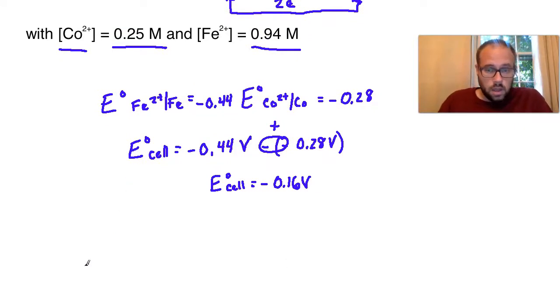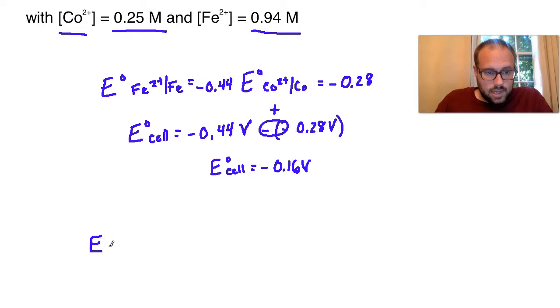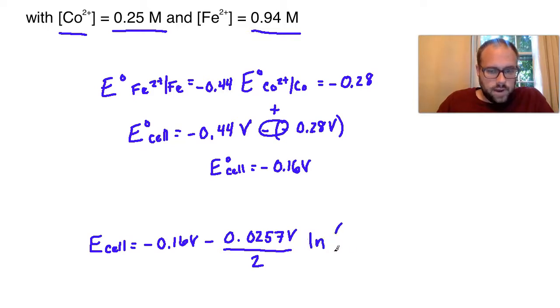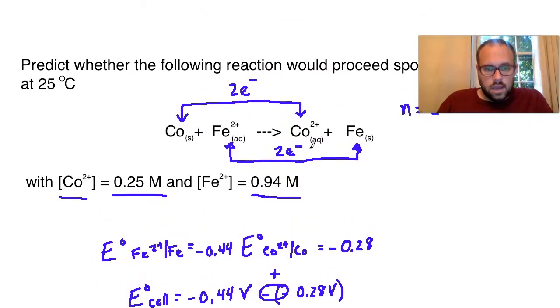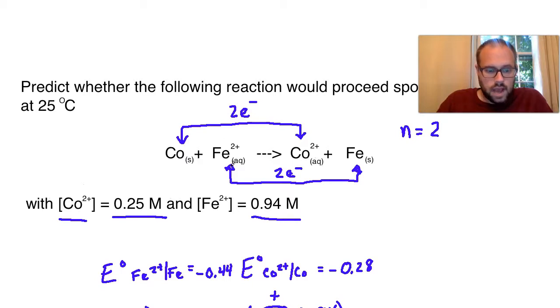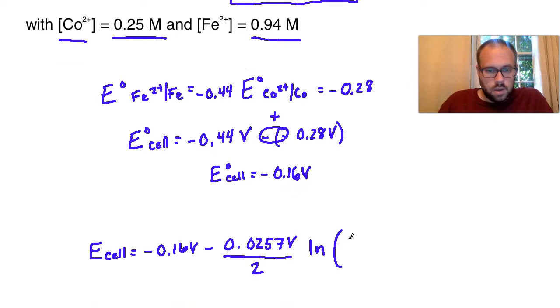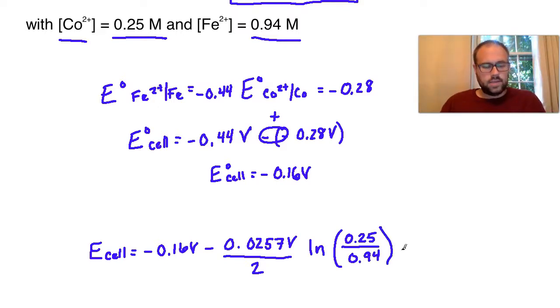All right, so now that is just one part of the non-standardized Ecell. We have to have the standardized portion. So I can at this point set it up and say that Ecell for this reaction, non-standardized, is going to equal the standardized Ecell, so negative 0.16 volts, minus 0.0257 volts over n. Now we said that there would be 2 electrons being passed in a situation like this. Natural logarithm of, now I need these concentrations here. So if I take a look at it, okay, it's going to be the cobalt, because that's the product, over the iron, because that's the reactant. So the cobalt is 0.25, that'll be the numerator, and the iron is 0.94, that'll be the denominator. Okay, so 0.25 over 0.94. And all I have to do is plug this into a calculator. So take a second to do that and see what you get.